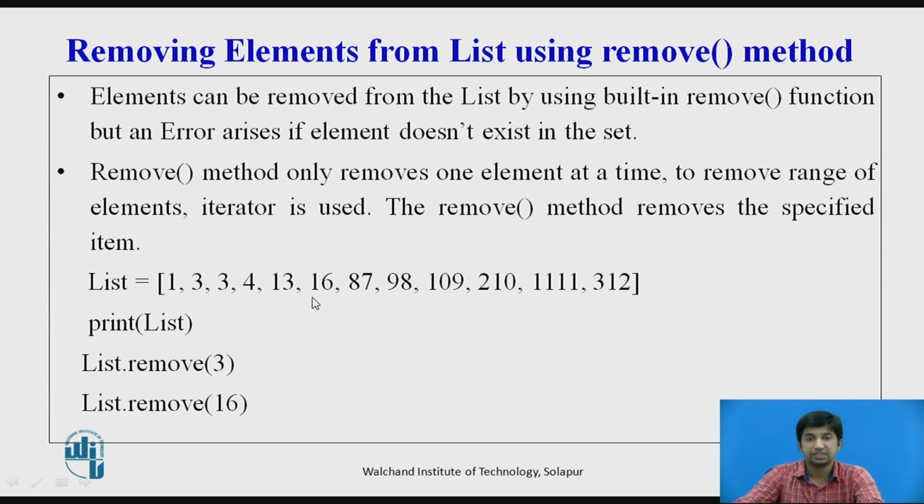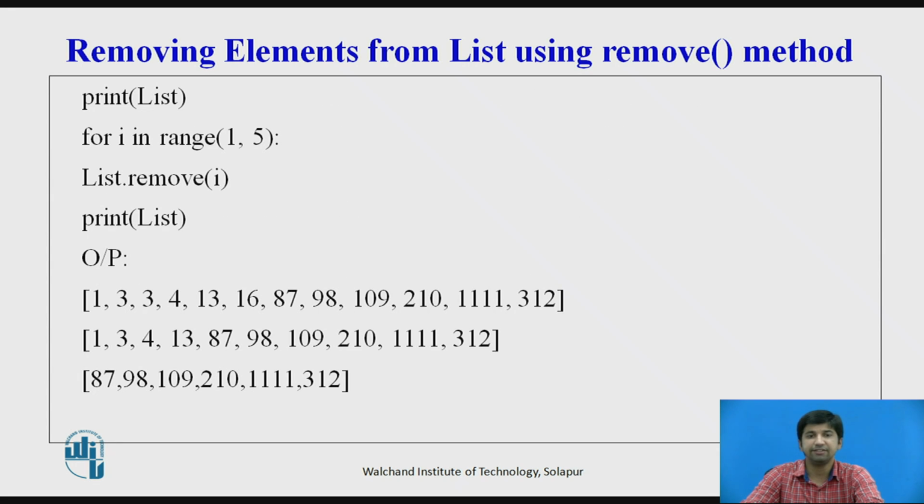So this 3 will be deleted. Then list.remove(16). This will be deleted, so 87, 98 will come to this location. Now print the list. for i in range(1, 5): list.remove(i). Here they have said 1, 5. They have not said 0 to 5. In the range function, we have said that the last element 5 will not be taken into consideration. So for i in range means list.remove of 1, 2, 3, 4. 5 is not taken into consideration here.